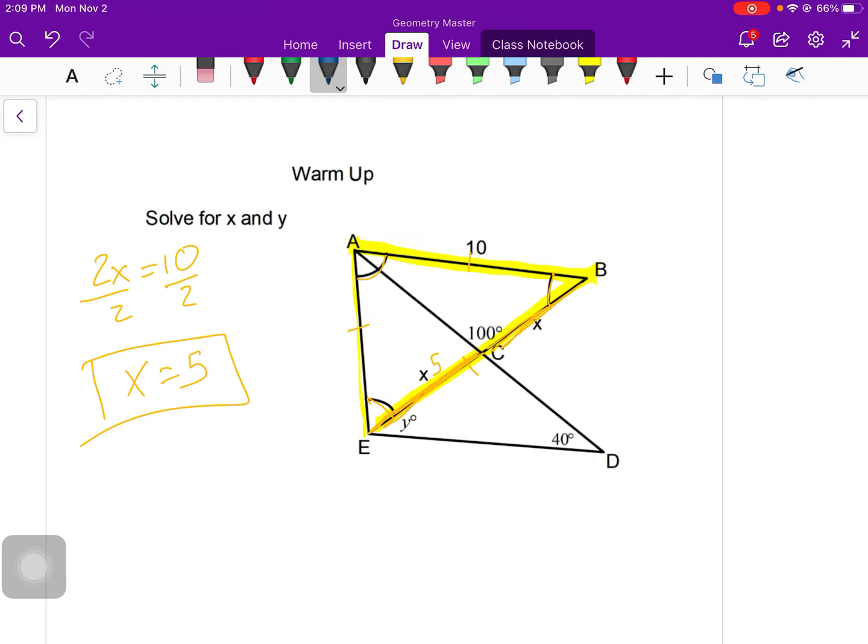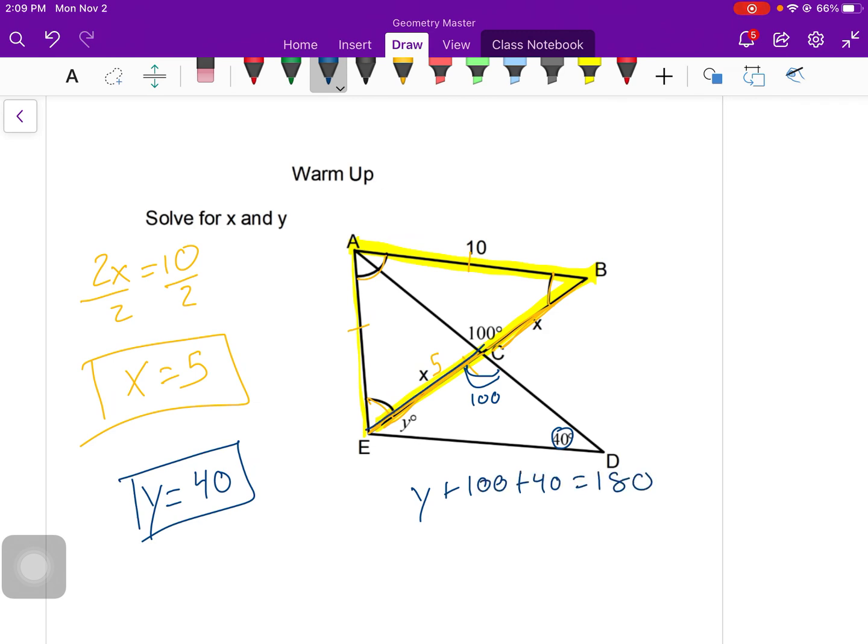Okay, so if this is 5, I need to figure out what the rest of this is going to be. Well, I can use vertical angles to figure out that this is going to be 100. All right, if this is 100 and this is 40 degrees down here, together that makes 140. I need 180 degrees in a triangle, so that remaining little piece y would be 40 degrees, because y plus 100 plus 40 has to equal 180 degrees in this triangle. That was a terrible job of tracing. In this triangle right here is the one I'm looking at.